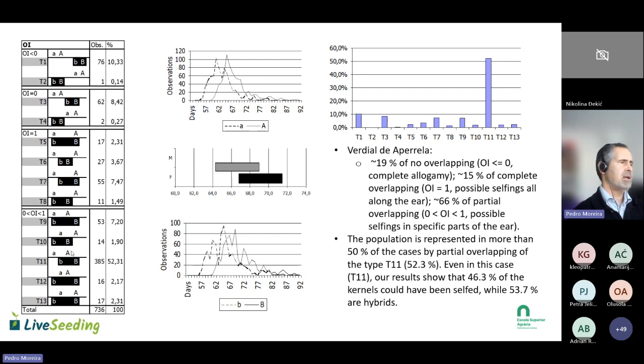and then the pollen stops. And even in this case, our results show that 46.3% of the kernels could have been selfed, while 53.7% are hybrids.